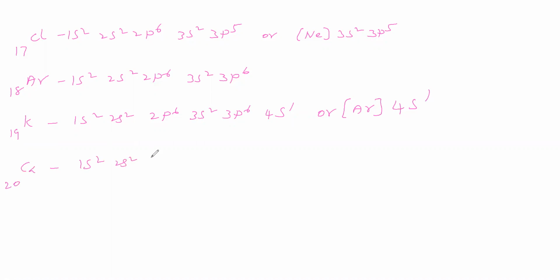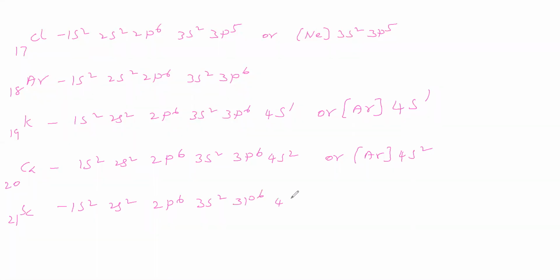Electronic configuration is 1s2, 2s2, 2p6, 3s2, 3p6, 4s2. Now, we can write this as argon 4s2. Valence shell is 4s2. Valence electrons are 2 electrons for calcium. Next, we will take scandium, atomic number 21. Electronic configuration is 1s2, 2s2, 2p6, 3s2, 3p6, 4s2.